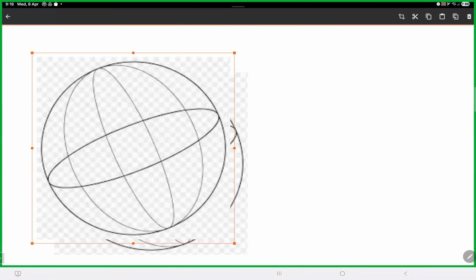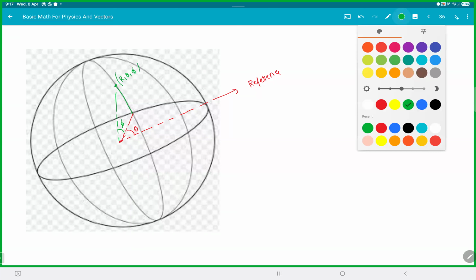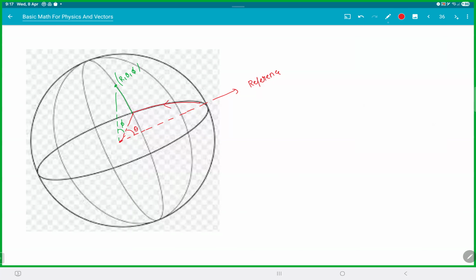This is a little better picture. If you have a coordinate, this is the center. This is the reference. This is your theta. This is your phi. This is your r comma theta comma phi. It's a little tilted, but I hope you can see how it is moving. Now can you see the coordinates? Got the idea?